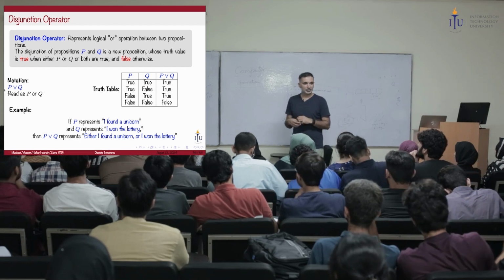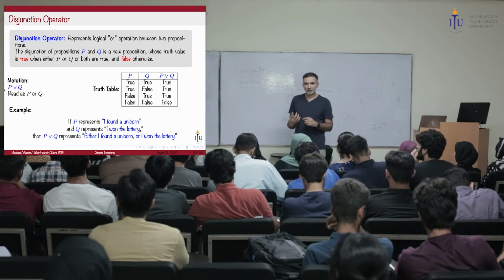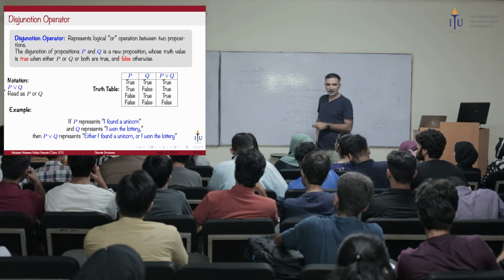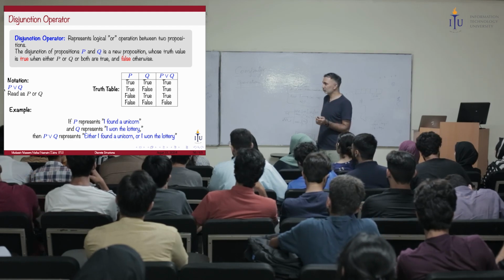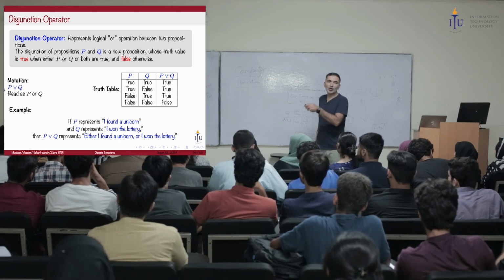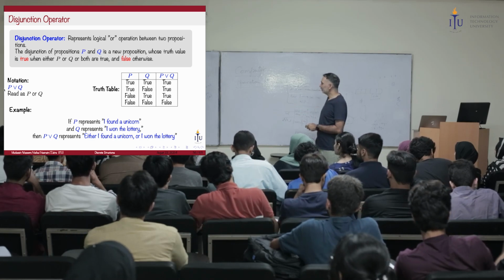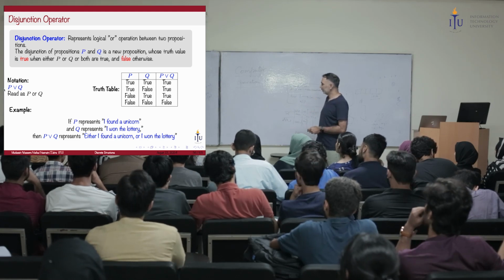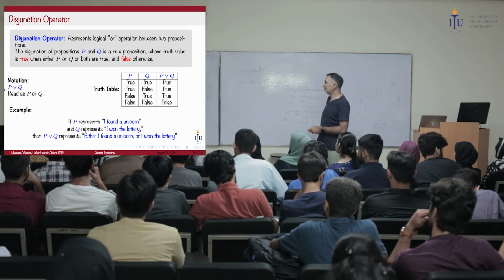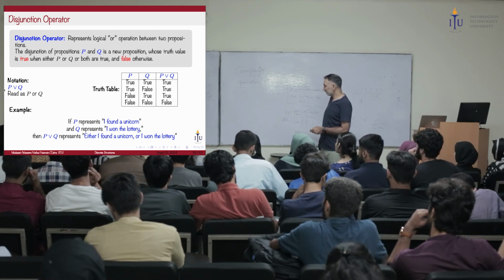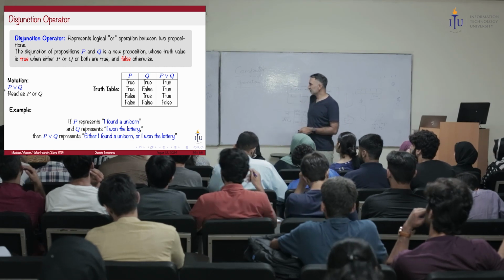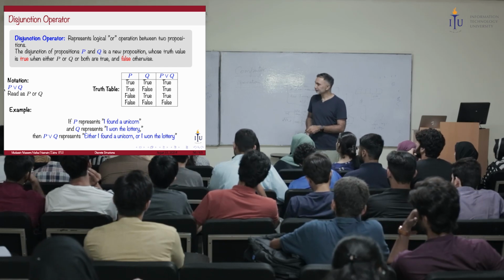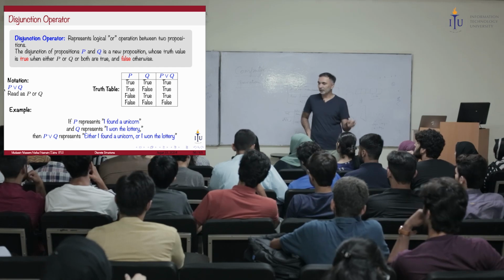We logically have a disjunctive operator as well, or the OR operator. So an OR operator is true when either of P and Q is true. Okay, if P is true or Q is true, then P or Q is true. Okay. You invert the AND operator to get the logical OR operator, and here's an example. If P represents I found a unicorn and Q represents I won the lottery, then P or Q says that either I found a unicorn or I won the lottery. Okay? Are we good? Okay, moving on.